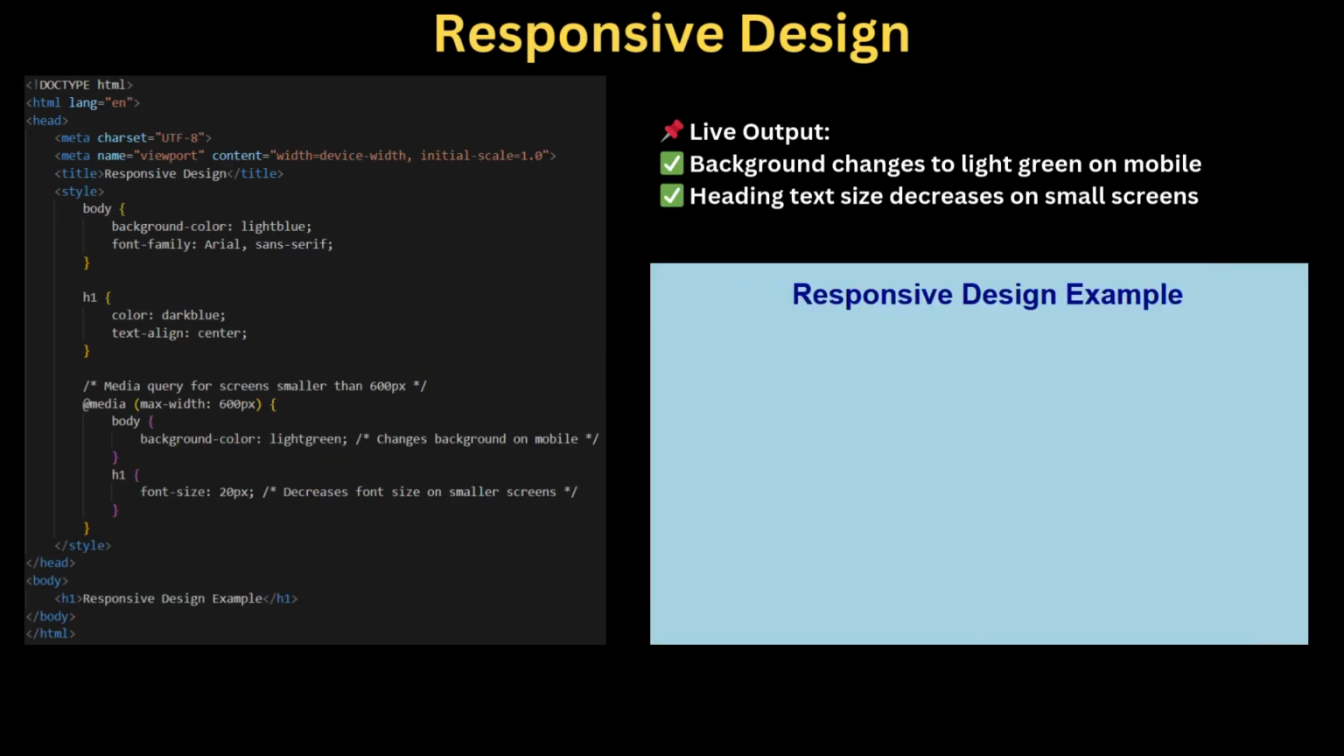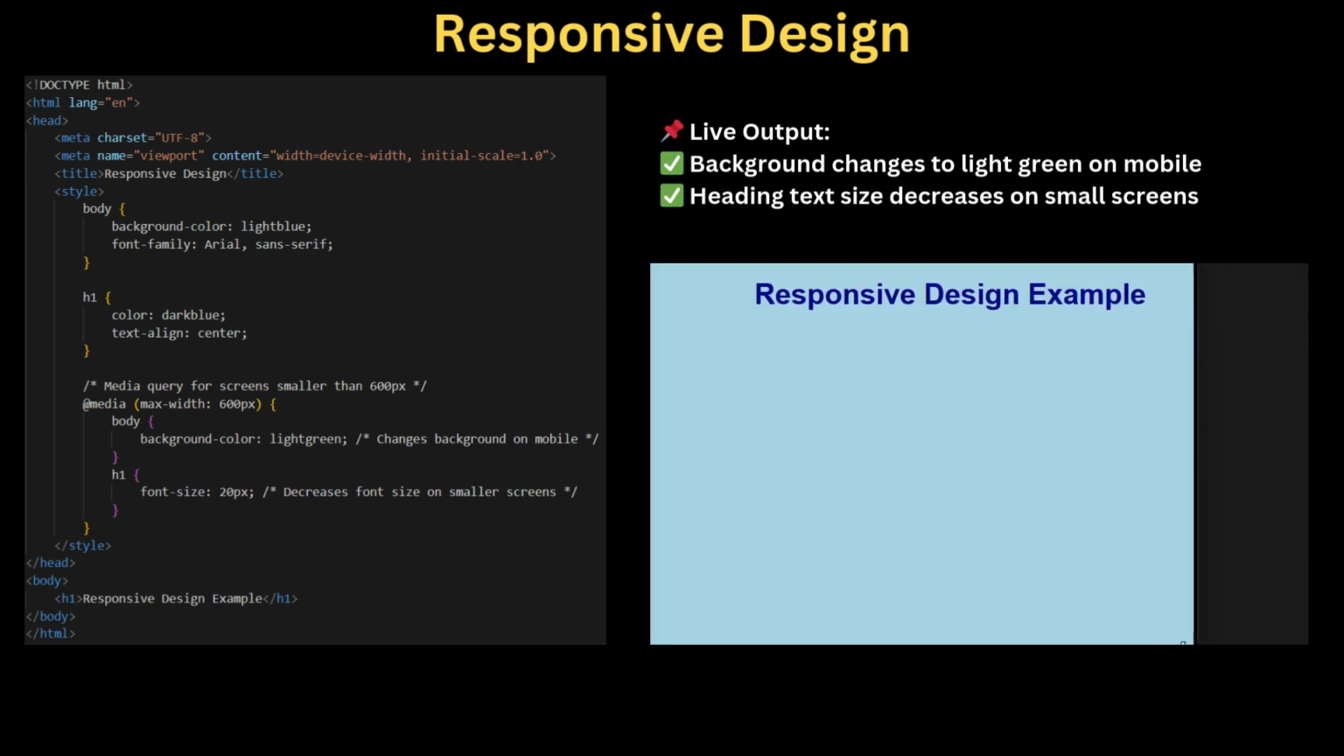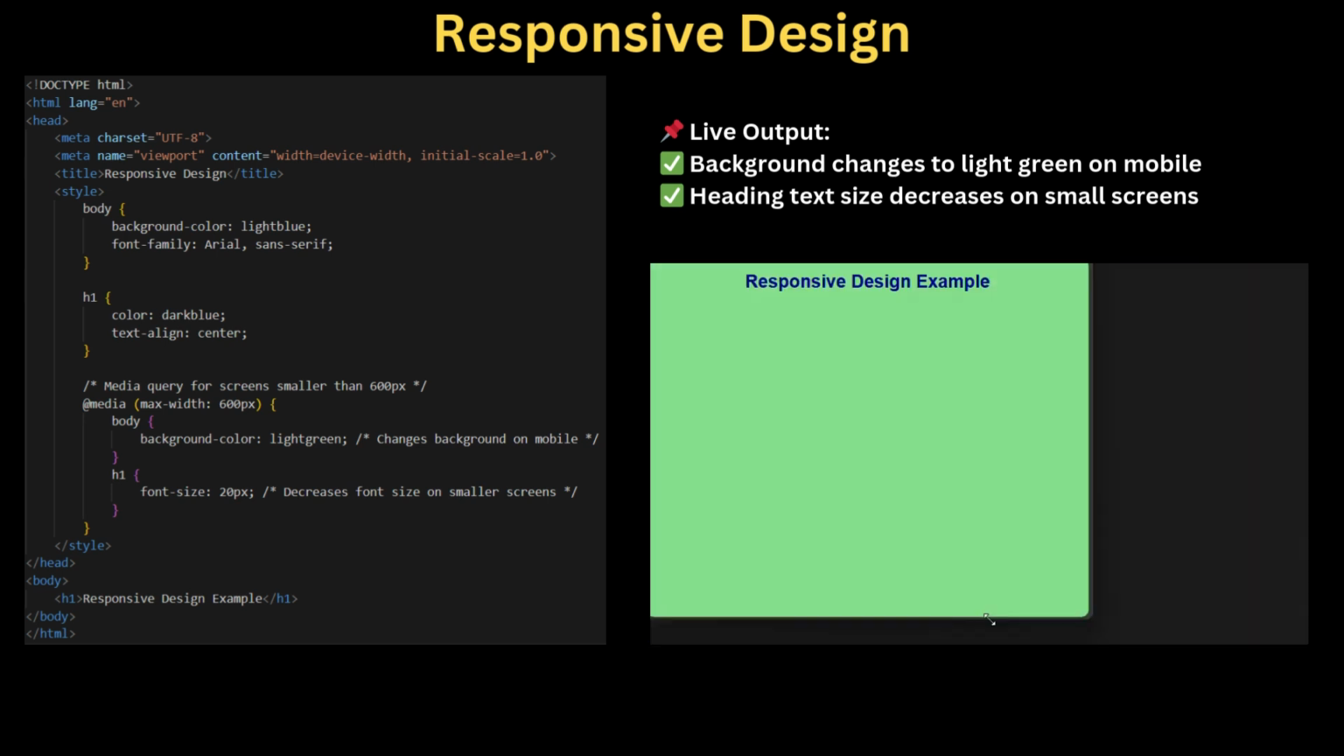Responsive design allows websites to adapt to different screen sizes, ensuring they look good on both desktops and mobile devices. We can achieve this using media queries. Let's make a simple page responsive. With the media query, we check if the screen width is below 600px. If it is, we change the background color and adjust the font size. This makes the page mobile-friendly and responsive.